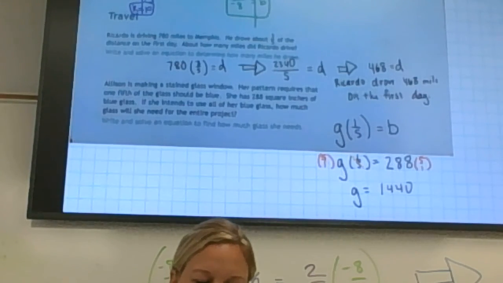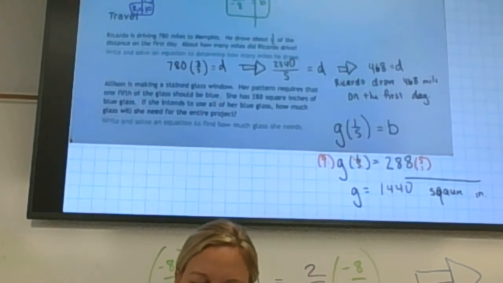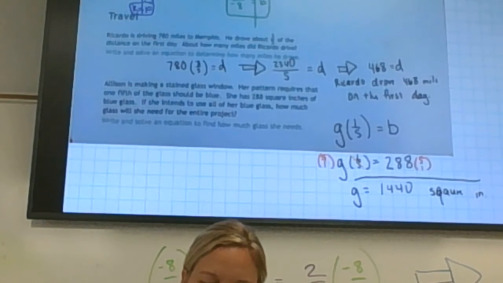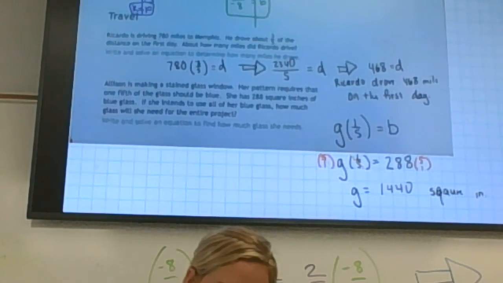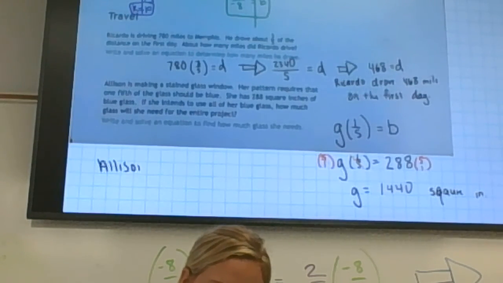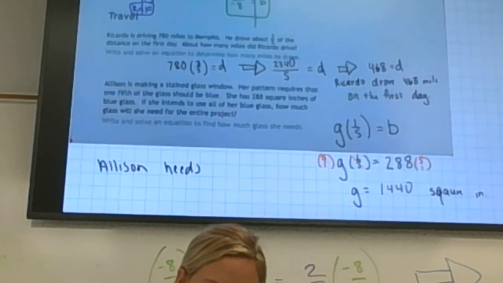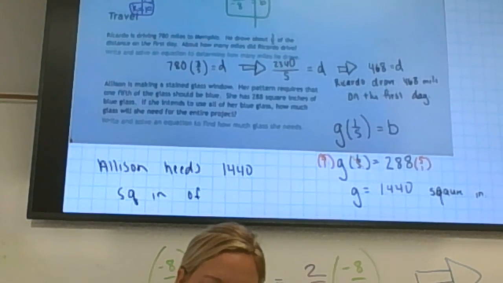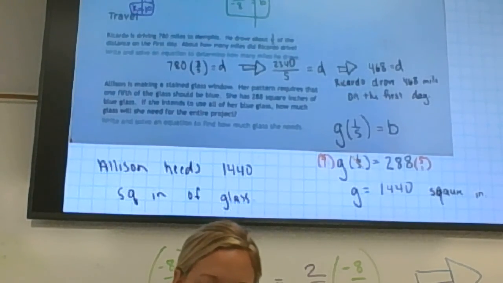Mm-hmm. 1,440 square inches is what I'm hearing. Let's do a sentence. Allison needs 1,440 square inches of glass total in all her colors.